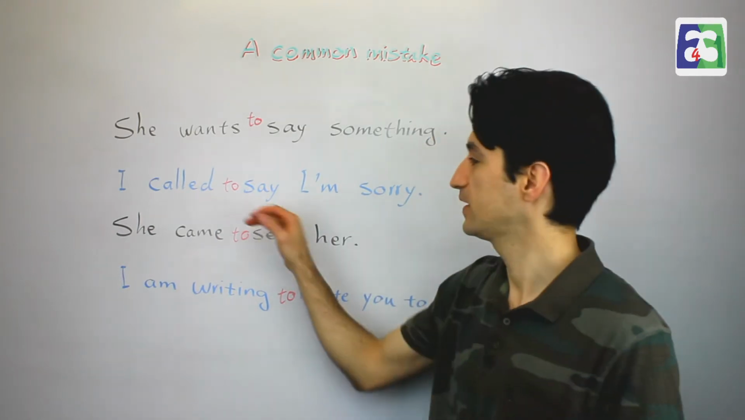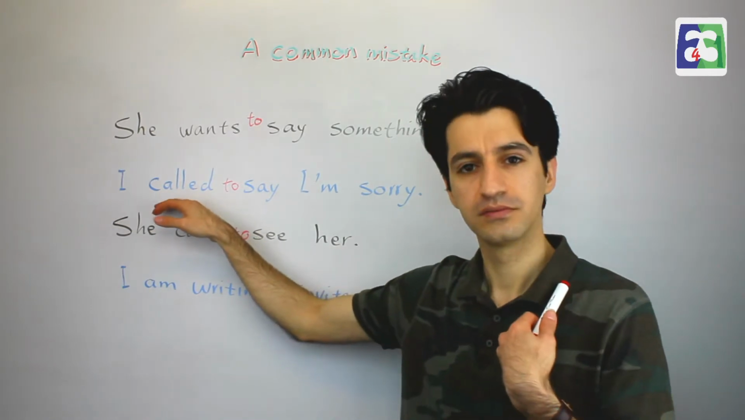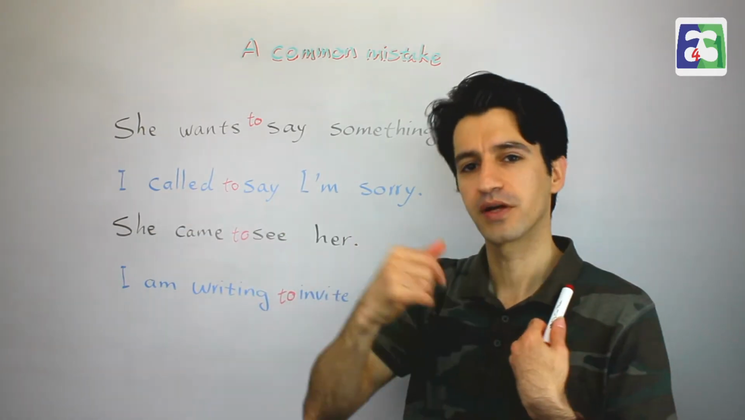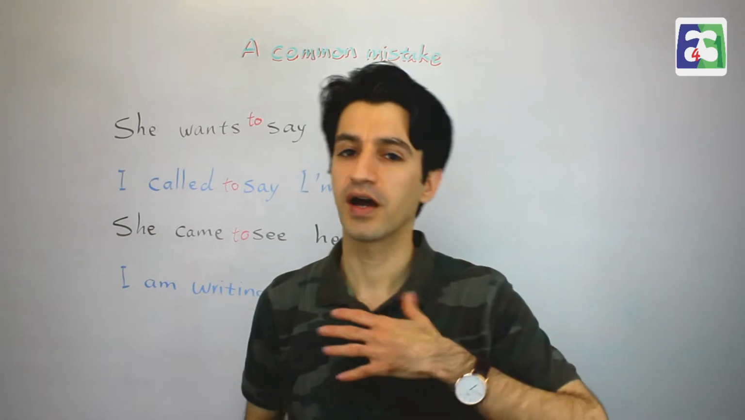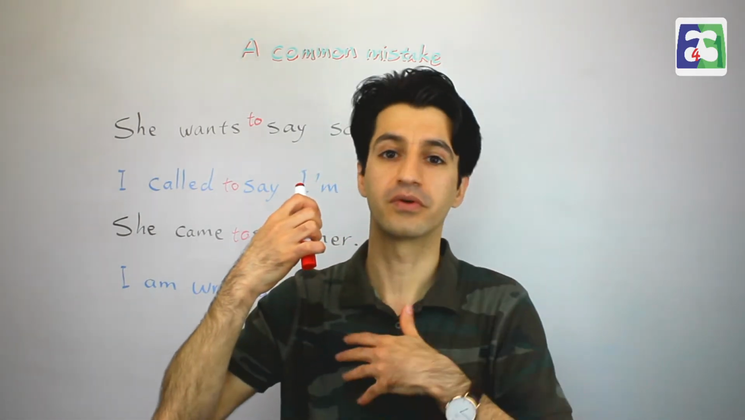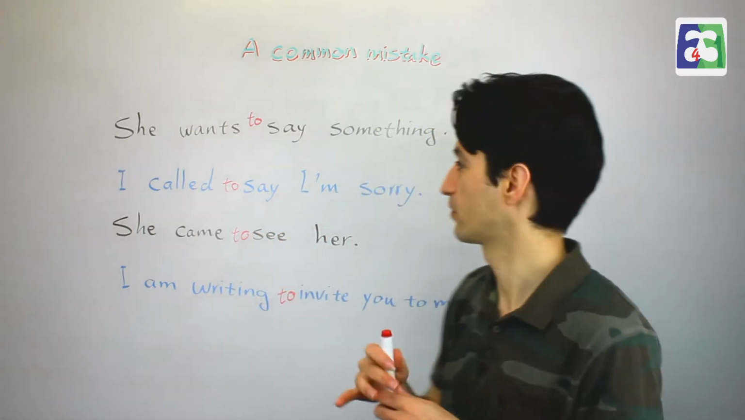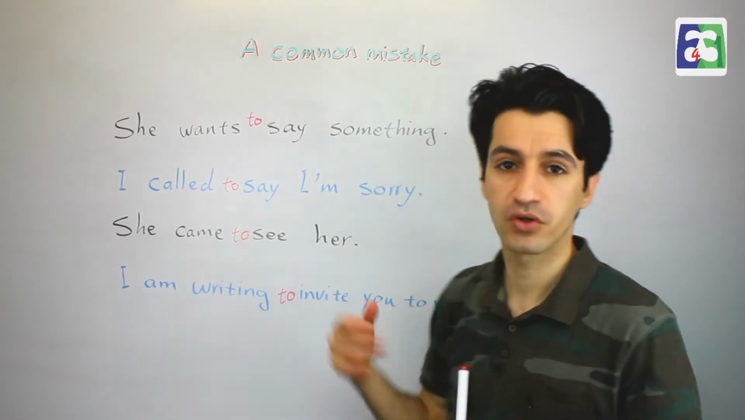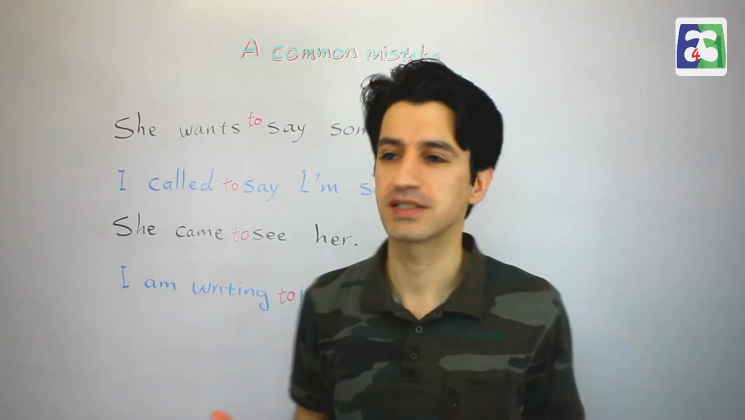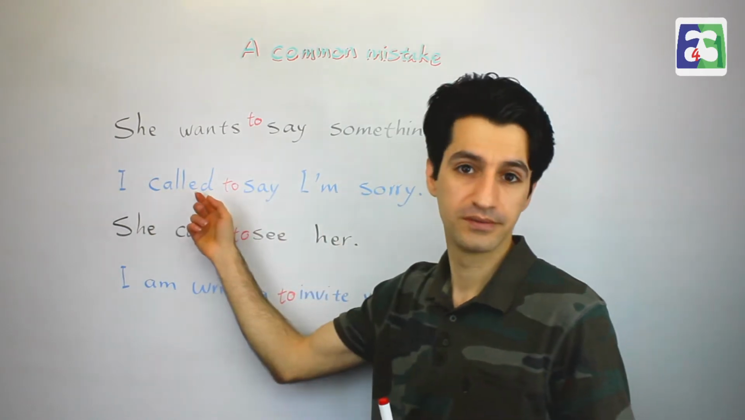But if I just leave it as just a verb, then that is I called, you say I'm sorry. Okay, I'm calling you, I have done something wrong. I call you and I say, I'm sorry. Or this is why I'm calling. I'm calling to say I'm sorry. Okay, this is the reason. So, to say I'm sorry is the reason I called.